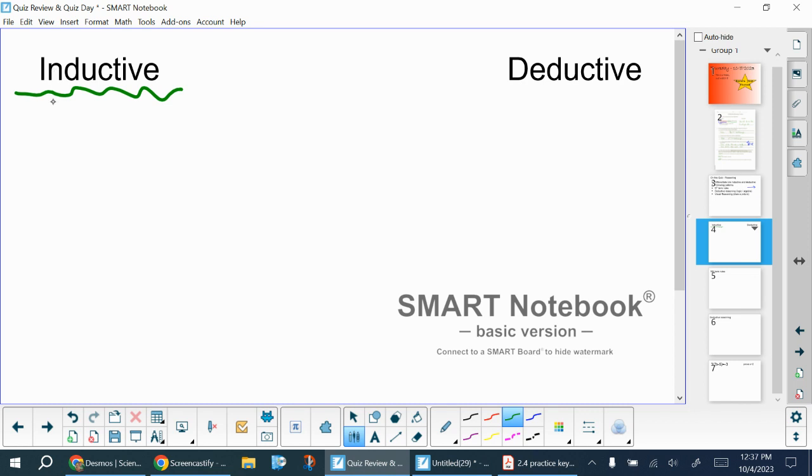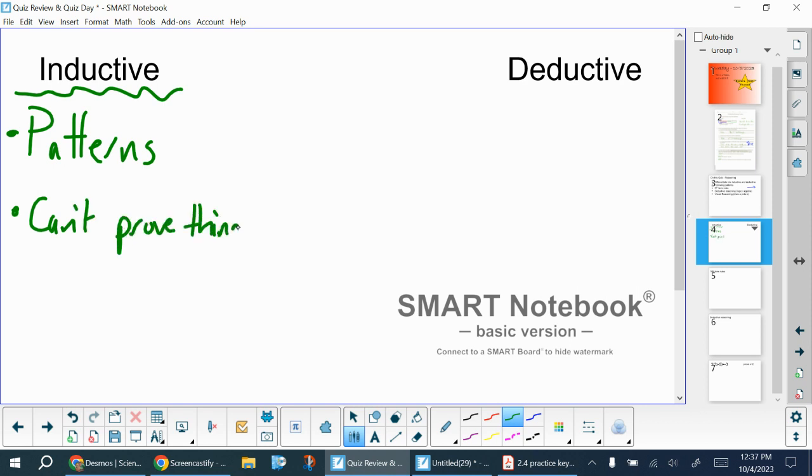If there's one key word I want you to know with inductive reasoning, it is patterns. Anytime you are following a pattern, you are using inductive reasoning. The other thing I want you to know about inductive reasoning is that you can't prove things. You can come up with a conjecture, but you can't prove something is true using only inductive reasoning. You can get really pretty sure that it's going to work, but you can't prove it.